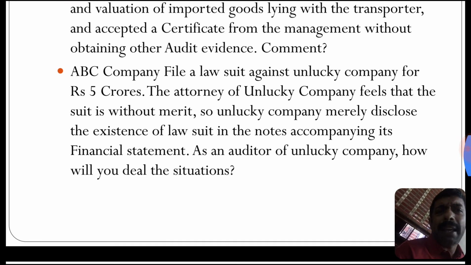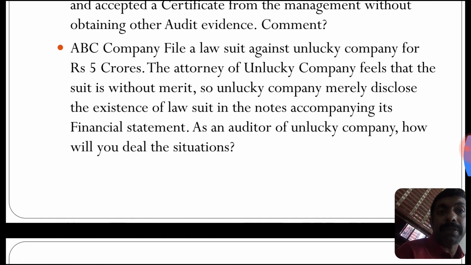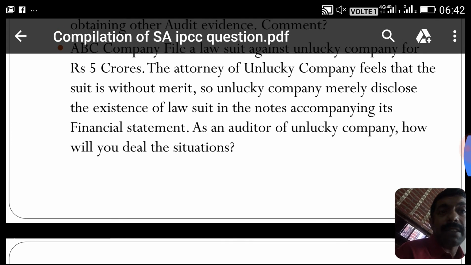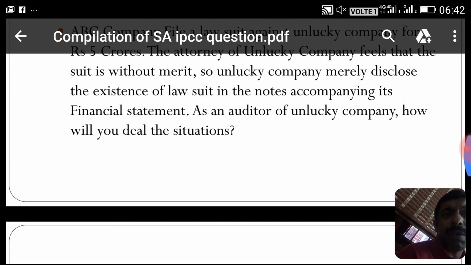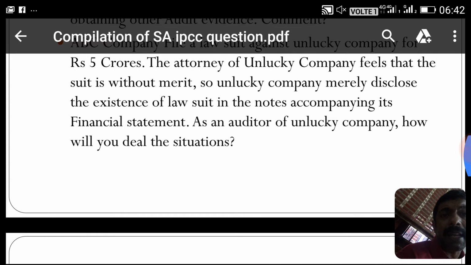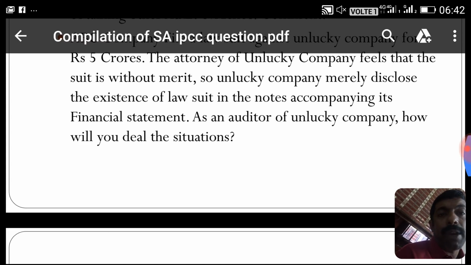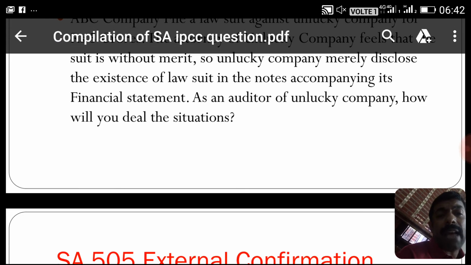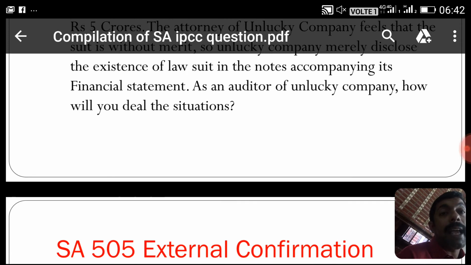ABC Company files a lawsuit against Unlucky Company for rupees 5 crores. The attorney of Unlucky Company feels that the suit is without merit, so Unlucky Company merely disclosed the existence of the lawsuit in notes accompanying its financial statements. As an auditor of Unlucky Company, how will you deal with the situation? It is a significant area which has to be shown in the notes on contingent liabilities and provisions.